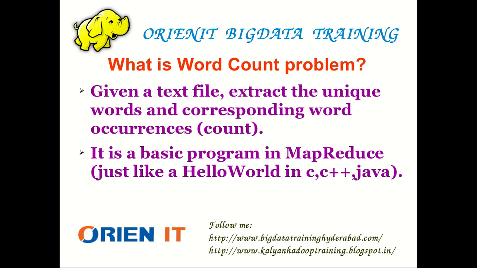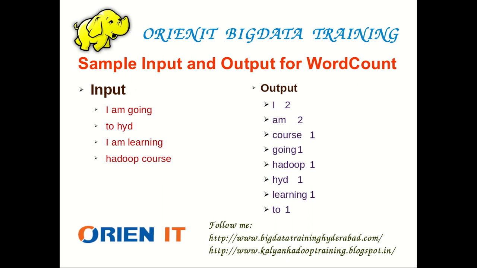Now let's understand this with an example. This is one example of how exactly word count works. This is the input I am giving. I have a text file with 4 lines. The first line contains I am going, the second line contains to Hyderabad, the third line contains I am learning, and the fourth line contains Hadoop course. Now we need to process this entire file using MapReduce.